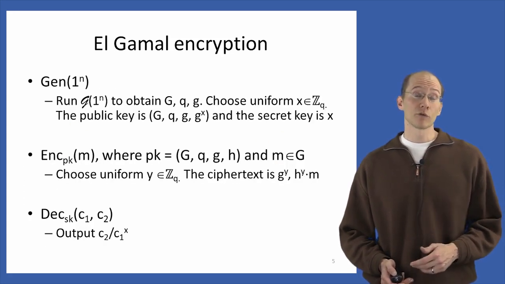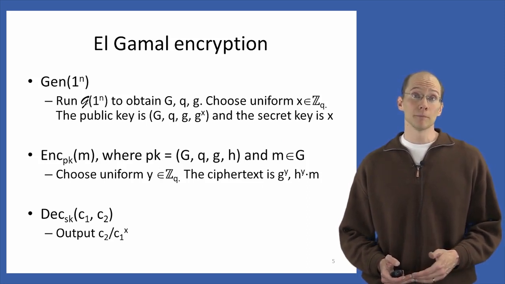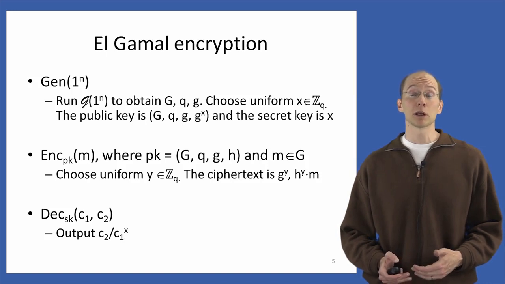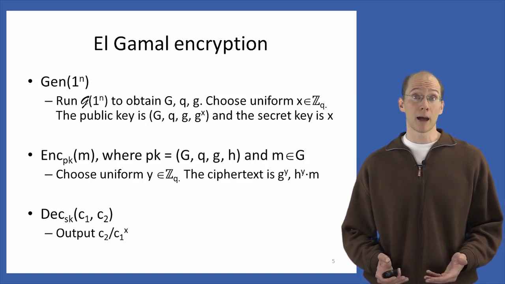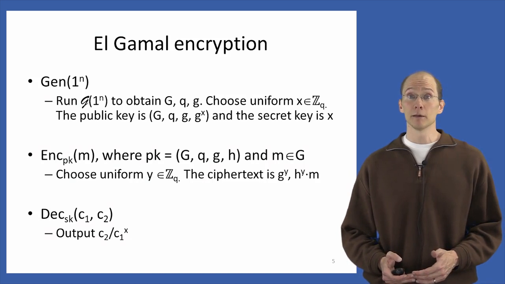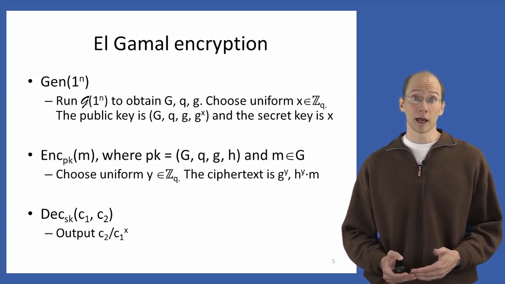If we want to view it more formally, just in terms of something more like pseudocode, we have the following scheme. Key generation runs the group generation algorithm to obtain parameters G, q, and g. We then choose a uniform exponent x, and the public key consists of the parameters and the value g to the x. That was simply h1 from the previous slide. And the matching private key is the exponent x.